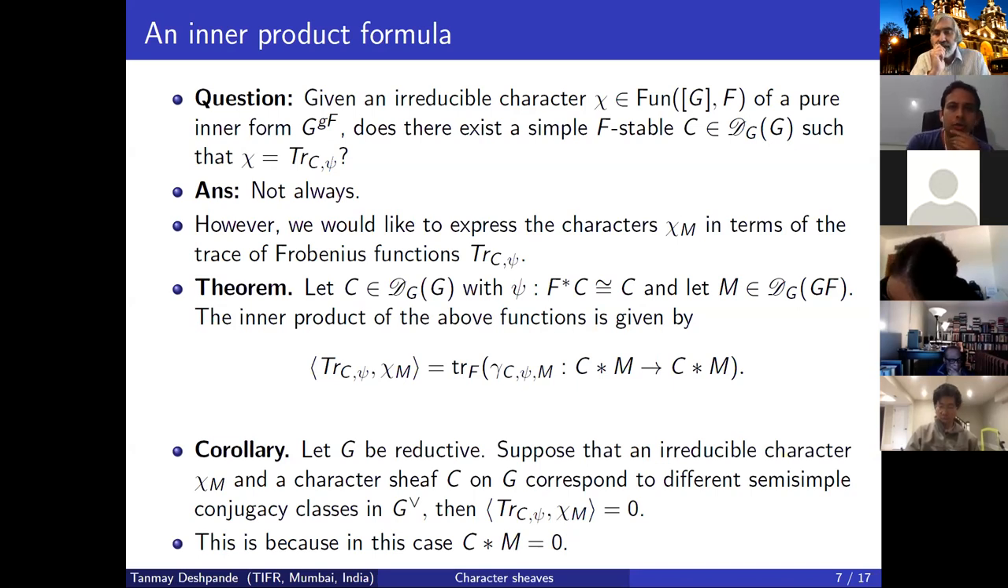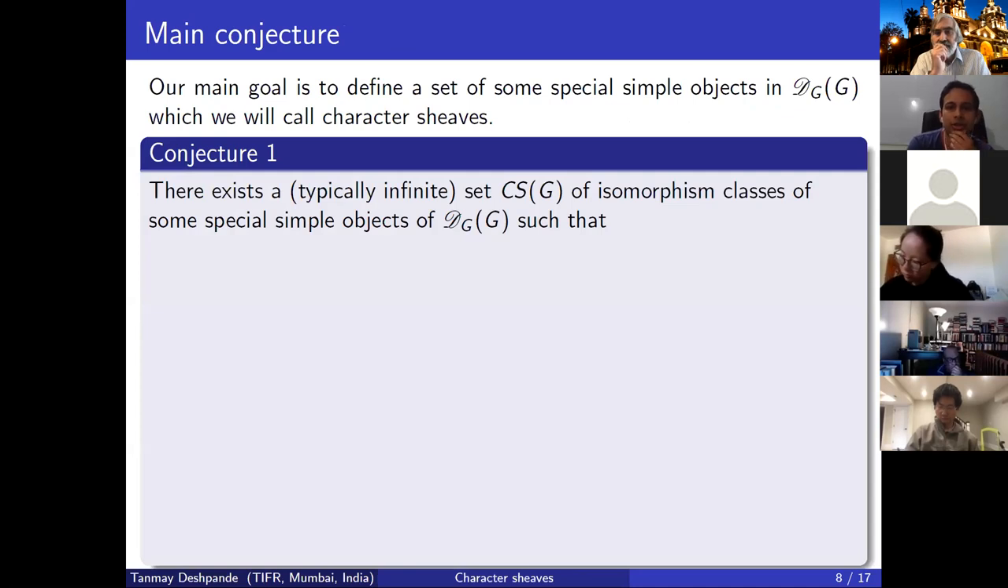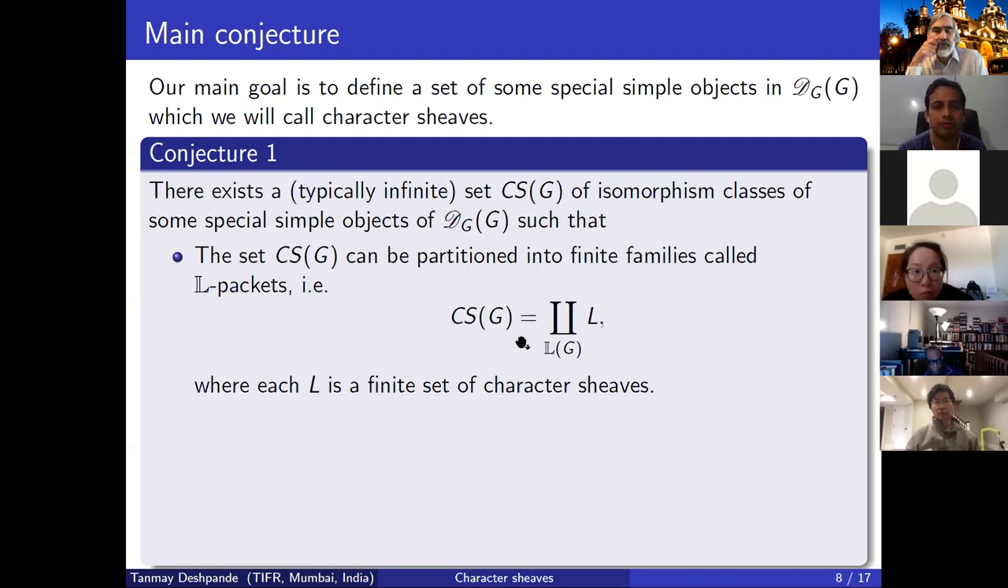So let me now formulate some conjectures about character sheaves. We want to define character sheaves in this category, and so the conjecture says that there is a set called CS of G, which stands for character sheaves on G, of isomorphism classes of certain simple objects which should satisfy certain conditions. So let me just spell out those expected conditions that this set of character sheaves should satisfy.